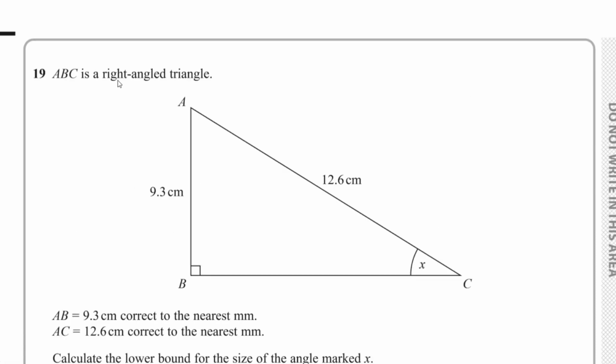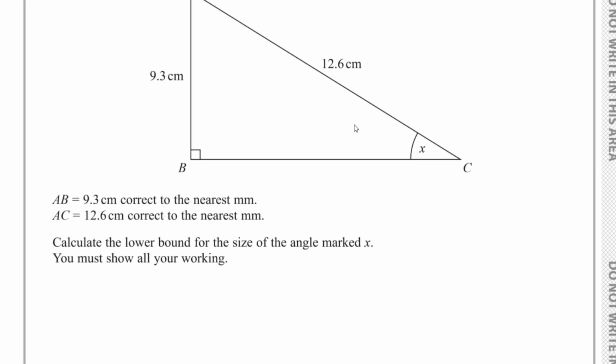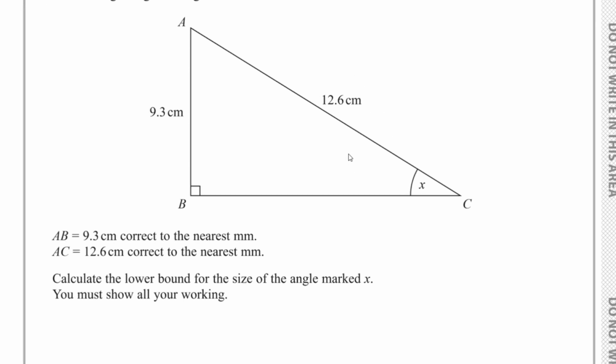Question number 19. ABC is a right angle triangle. AB is 9.3 centimeters to the nearest millimeter, and AC is 12.6 centimeters to the nearest millimeter. We have to calculate the lower bound for the size of the angle marked X. You must show your working. Well, I can work out X by using inverse sine of the opposite 9.3 divided by the hypotenuse 12.6.